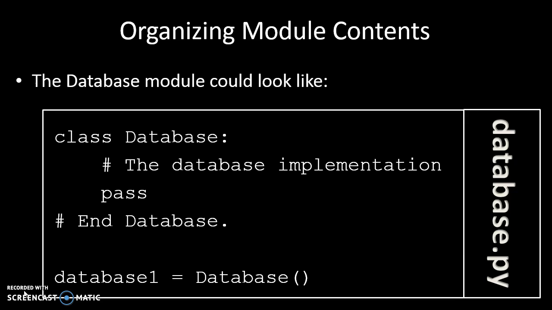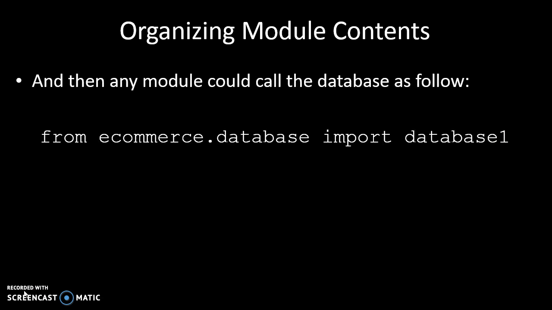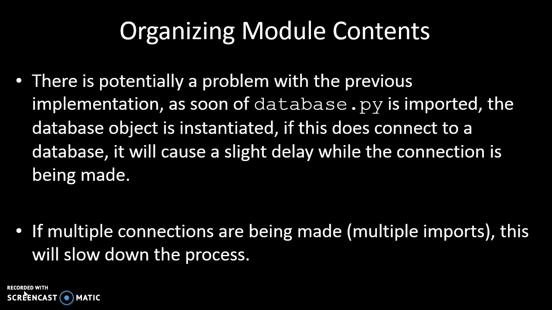So our database module could look something like this. We declare a class called database, it does stuff, and then we declare an object, database1. That's an instance of that class. So database1 now is available if this program is in a folder called e-commerce or a package called e-commerce. Then if we say from ecommerce.database import database1, we're importing the object.